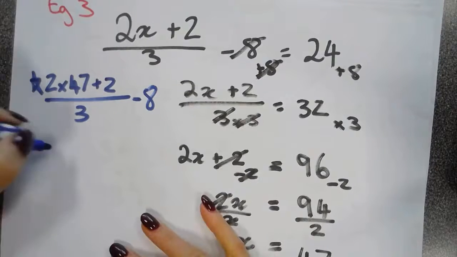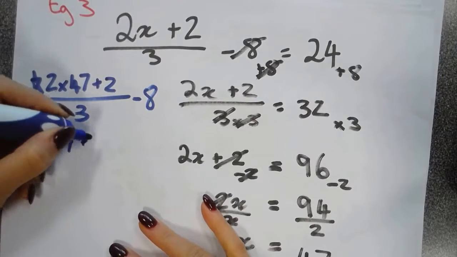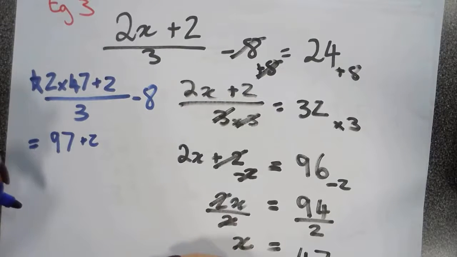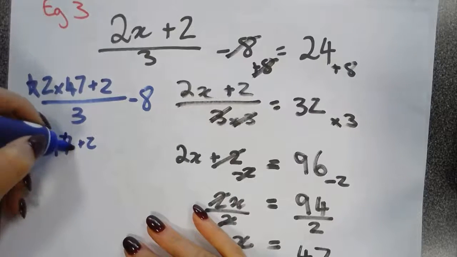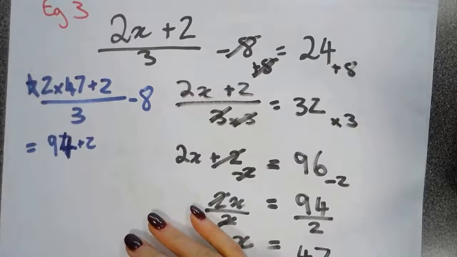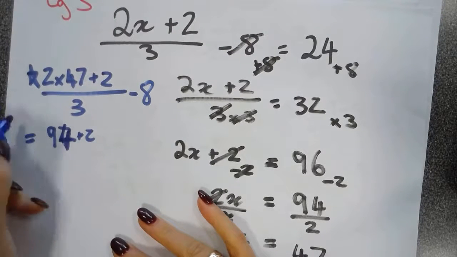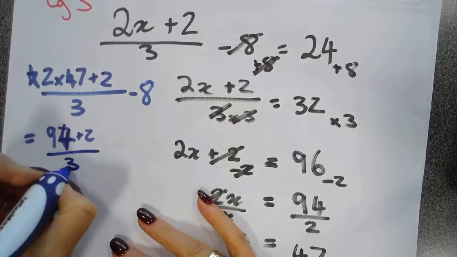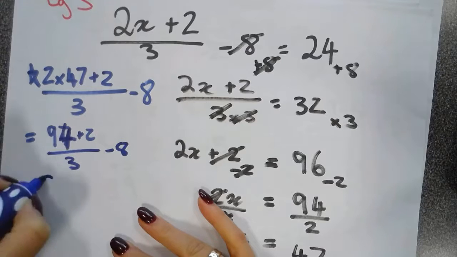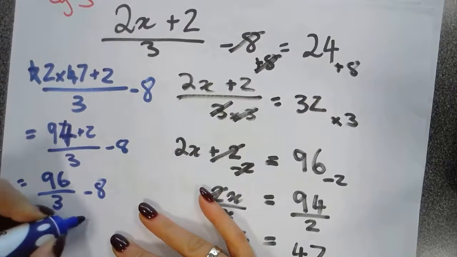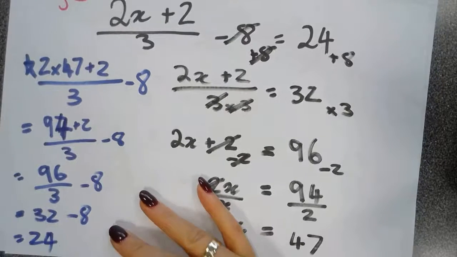So when we continue this, we've got 97 plus 2. So, sorry, that's 94. That's my mistake, bad to say. See, that's why we do the check, to make sure everything's all good. 94 plus 2, divided by 3, take 8. So then that's 96 divided by 3, take 8. 32, take 8, 24. And we're good to go.